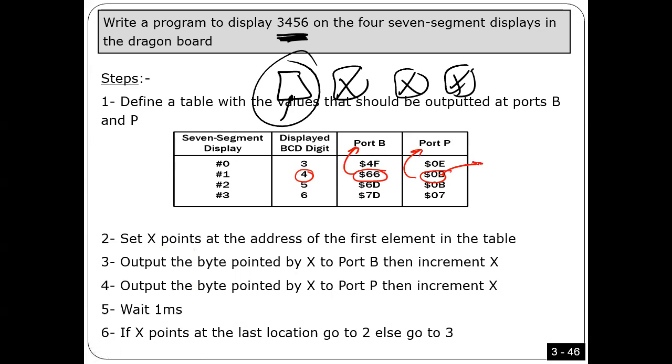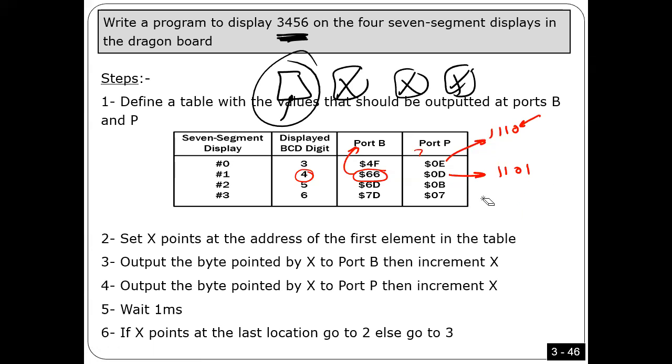If you look at this one, let me write it here. This one is 0111, because I want to enable this one. This one is actually 1011. This one is actually 1101. This one is actually 1110. You can see that every time I only put a 0 in one position, because we want to enable one and disable the others. So now the program is very easy.